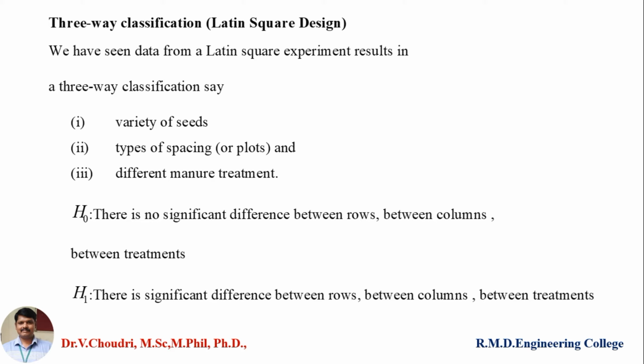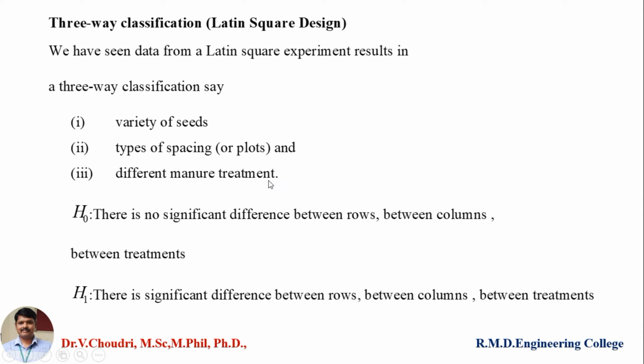Already we are familiar with one-way classification and two-way classification. In one-way classification we analyzed the data column wise only, and in two-way classification we analyzed the data column wise and row wise. Here we have added one more factor, treatment or letter. For example, variety of seeds, types of spacing or plots, different manure treatments.